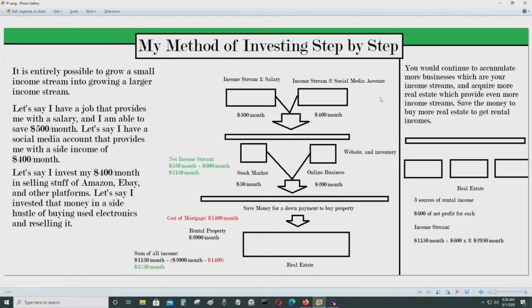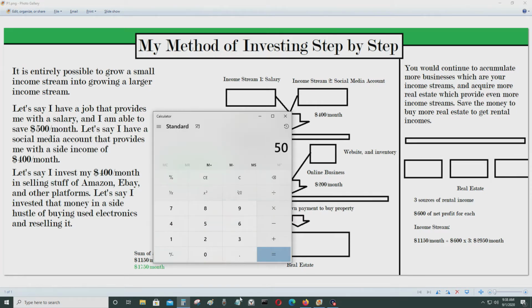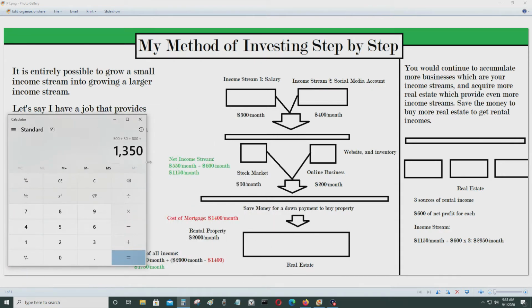So let's say that online business is generating, maybe instead of $200, $400 a month. Then that's good. I just add the $400 to the $400 per month and get $800 a month. And I would add that to the $550, and I would be generating about $1,350 per month. And that's a lot more than $900 a month.